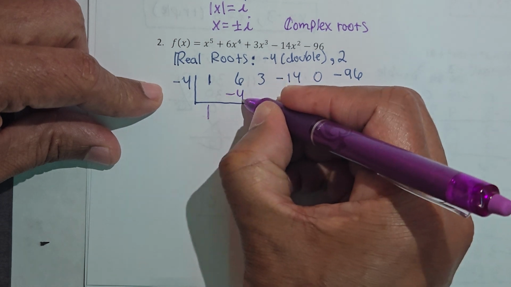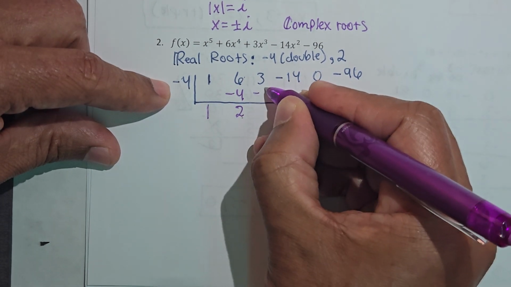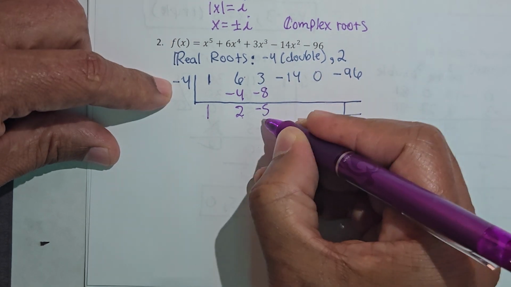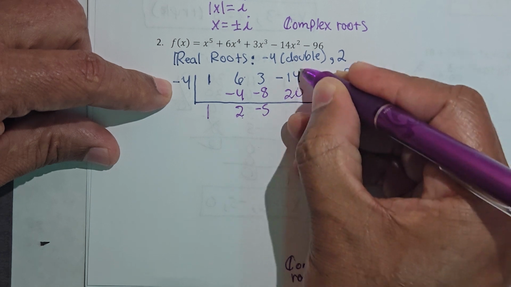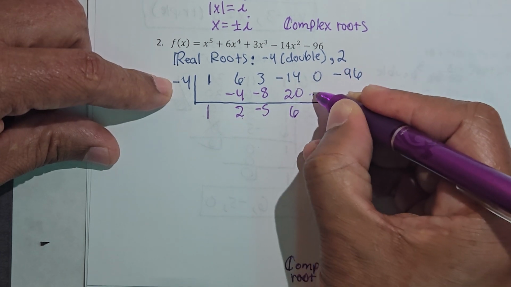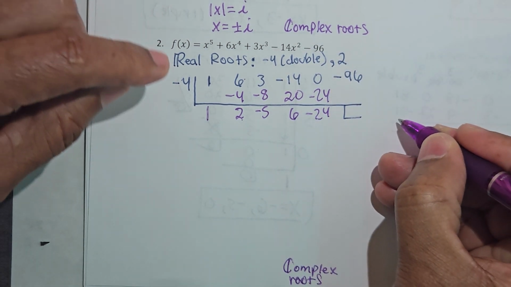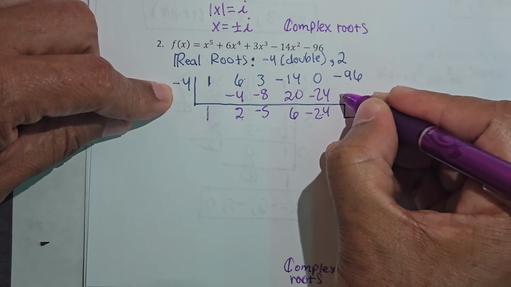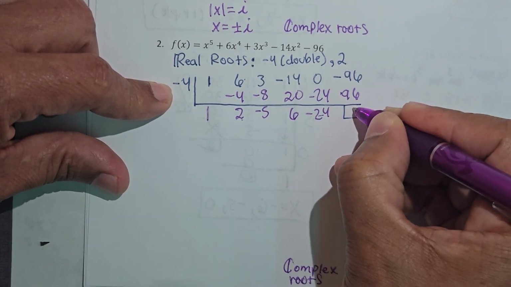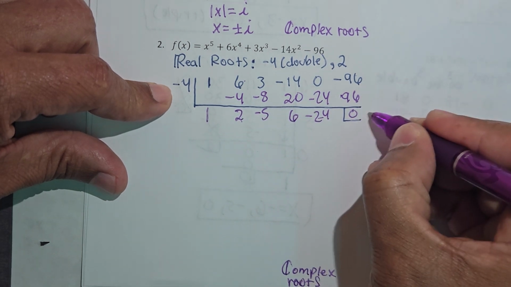-4 times 1, -4. 6 minus 4, that's 2. -4 times 2, that's -8. 3 minus 8, that's -5. -4 times -5, that's +20. -14 and 20 combined to 6. -4 times 6, that's -24. 0 minus 24 is -24. And -4 times -24 is +96. -96 and +96, 0. So this was the fourth degree. This is the third degree.